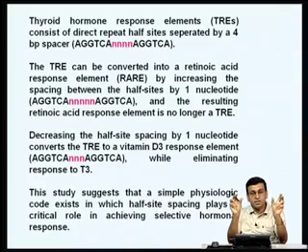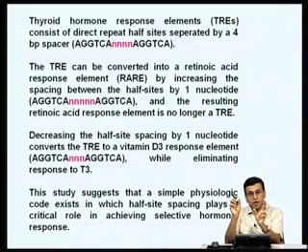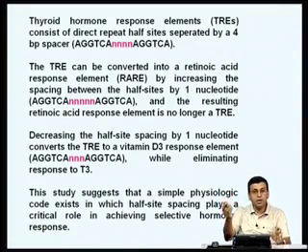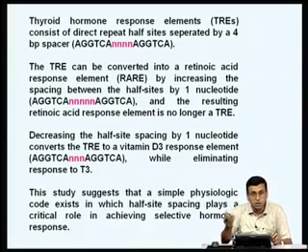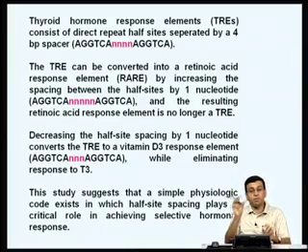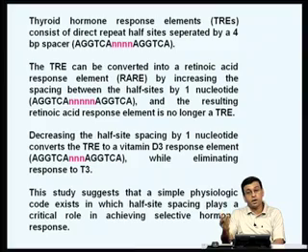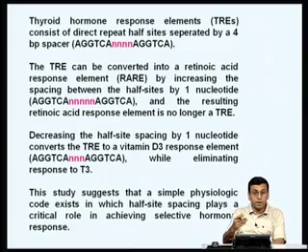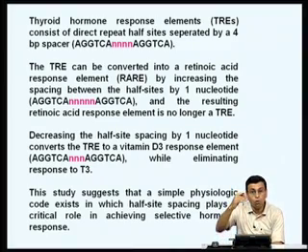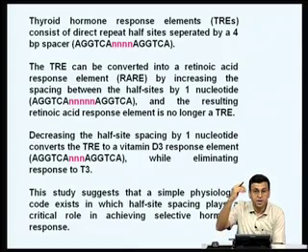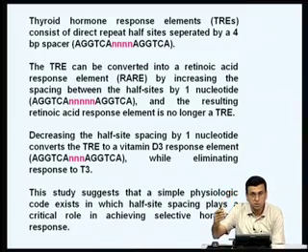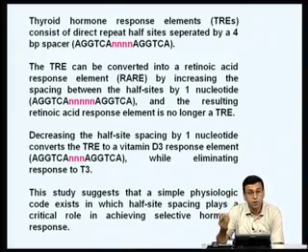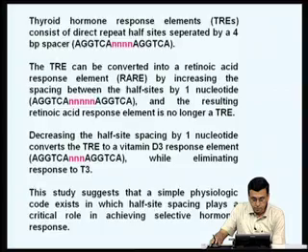So, if we have 2 half site sequences separated by a 4 base pair spacer, it becomes a thyroid hormone response element. If you have 2 half sites separated by a 3 base pair spacer, it becomes a vitamin D response element, and if these 2 half sites are separated by a 5 base pair spacer, it becomes a retinoic acid response element. So, that is why this came to be known as the 3-4-5 rule. That means DR3 is a vitamin D response element, DR4 is a thyroid hormone response element, and DR5 is a retinoic acid response element.